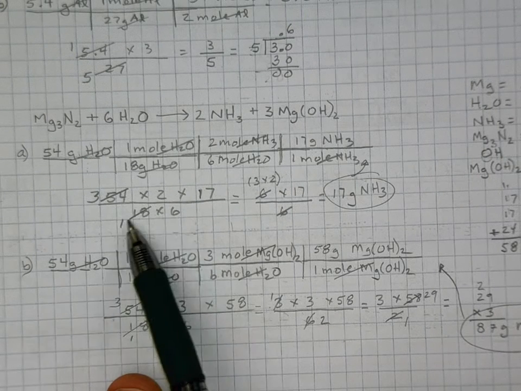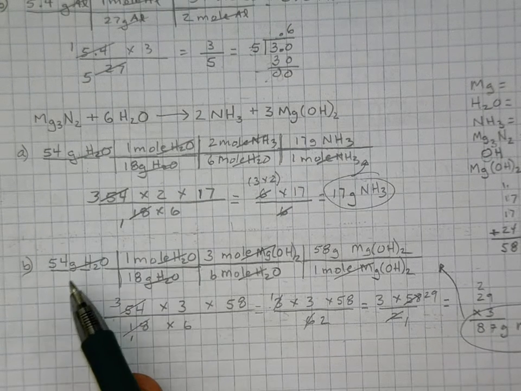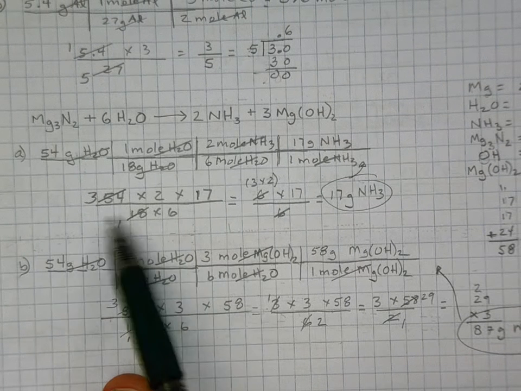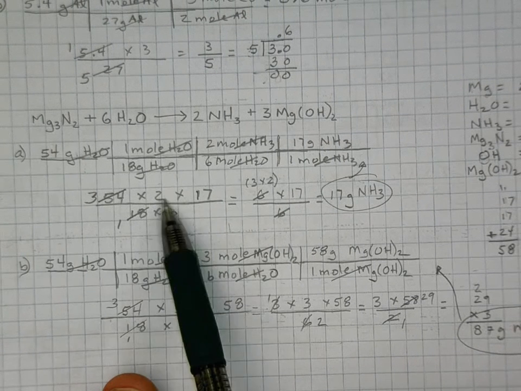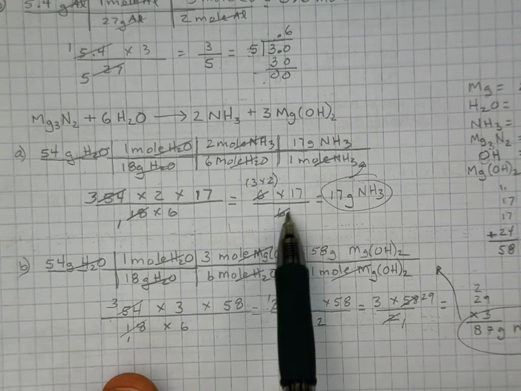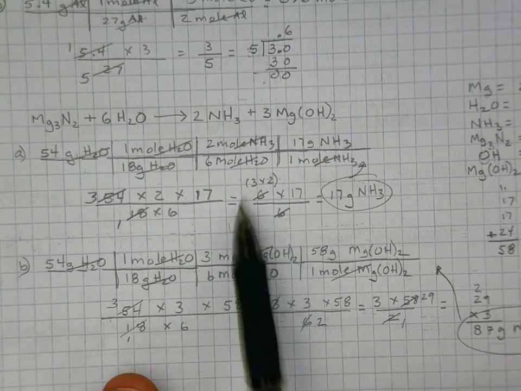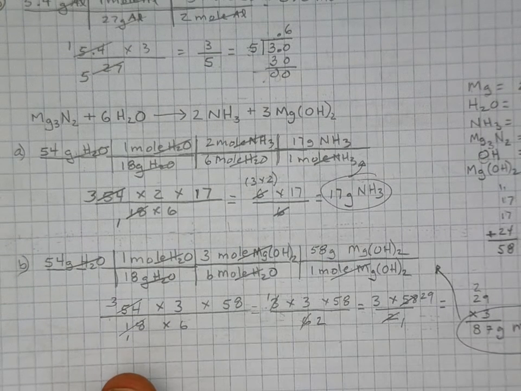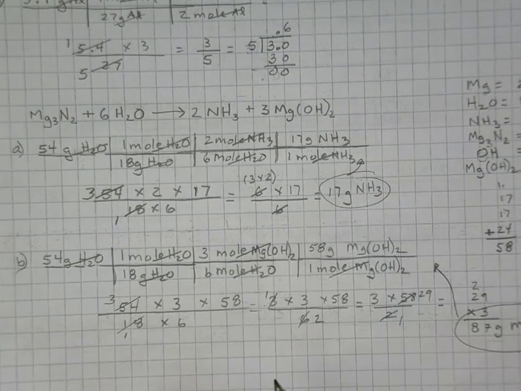Well, 18 can cancel and go into 54 3 times. Okay, and then we end up here, we've got 3 times 2 is 6, which will cancel now with our 6 at the bottom, and we end up that it's 17 grams. After we do all our canceling, we didn't even really need to multiply anything, just left it there.